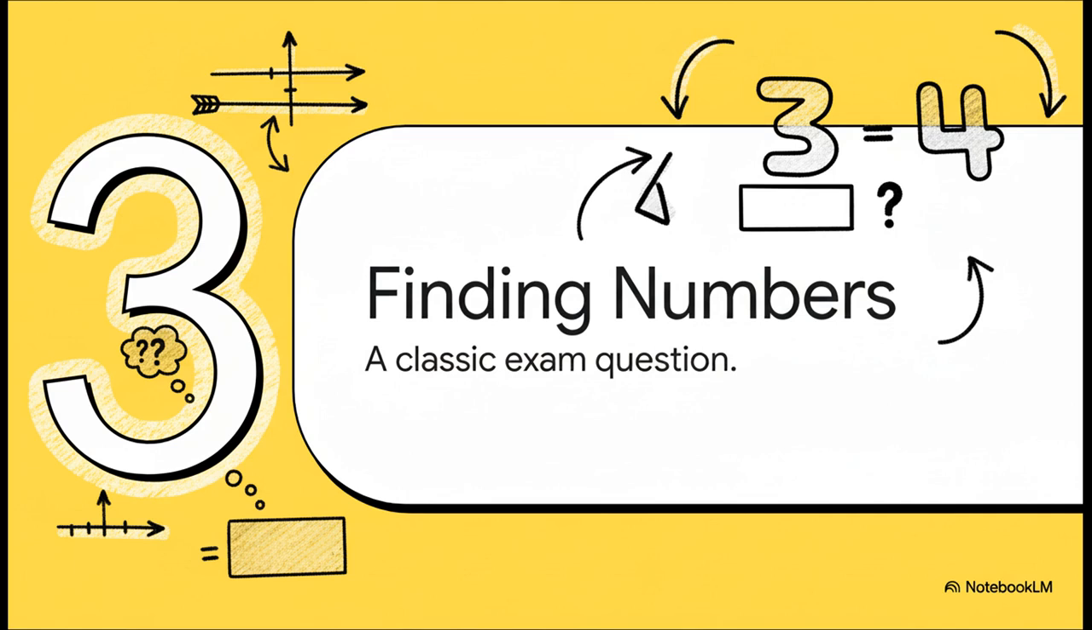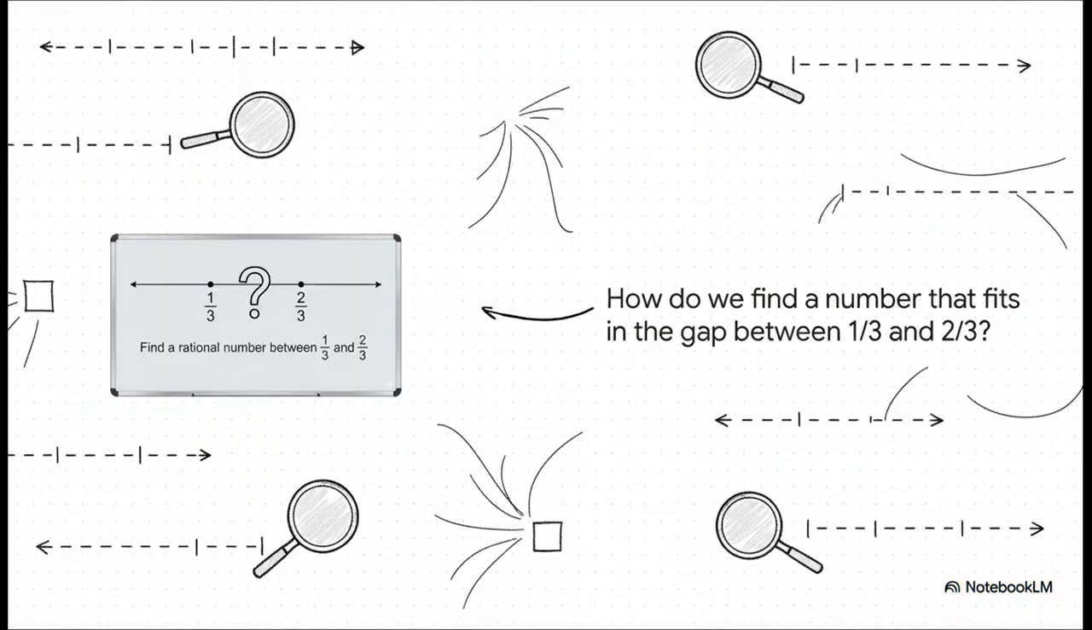Okay, let's talk about something you are almost guaranteed to see on a test. This is a classic. How in the world do you find a rational number that's hiding between 2 other rational numbers? So look at this. We've got 1/3 and 2/3. At first glance, it looks like there's nothing in between them, right? The numerators are 1 and 2. There's no whole number there. So how are we supposed to find a number that fits into that teeny tiny gap?